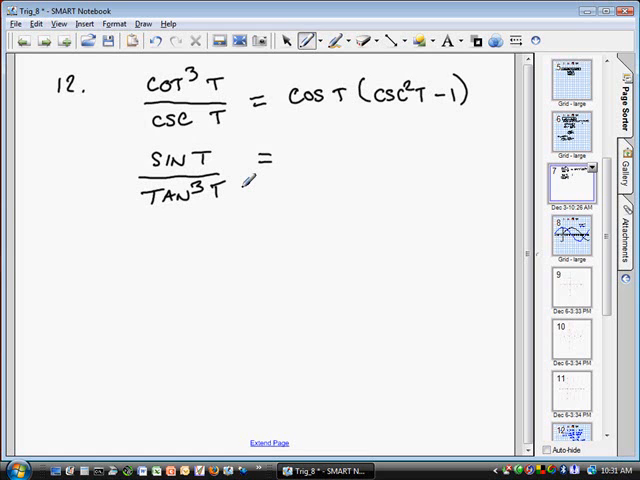Okay, now, I think another thing we ought to do is change tangent into its ratio identity, which is tangent equals sine over cosine. So then this reads, so tangent cubed is the same as sine cubed over cosine cubed. And now we got a complex fraction. If we invert and multiply, wouldn't that bring us to this point?